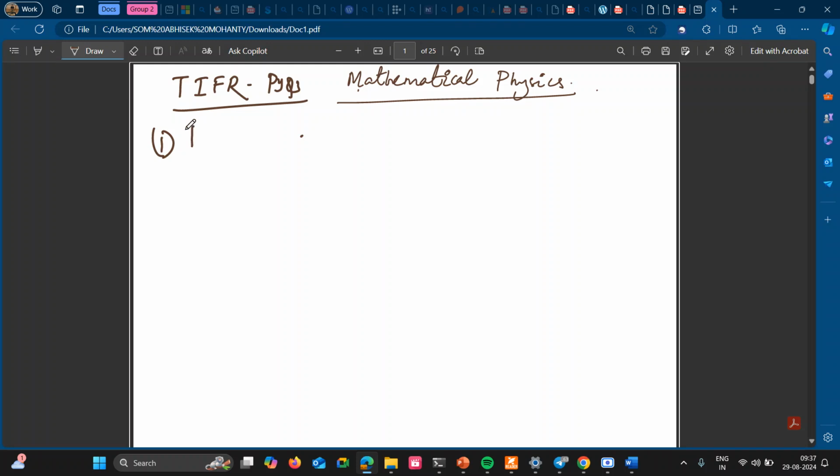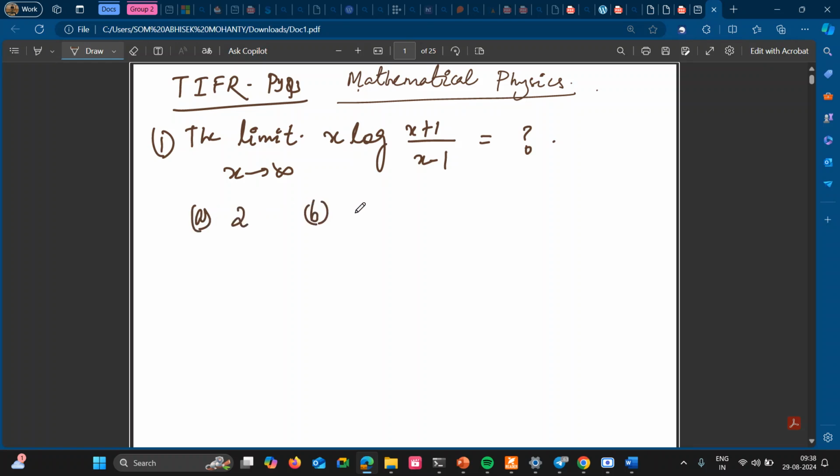So the first question will be: limit as x extends to infinity of x log((x plus 1) divided by (x minus 1)) is equal to what? The options are 2, 0, infinity, 1. These are TIFR 2020 questions, questions 21, 22, 23, 24.